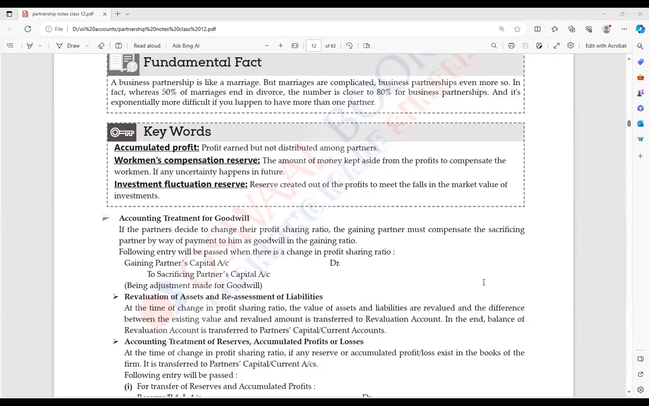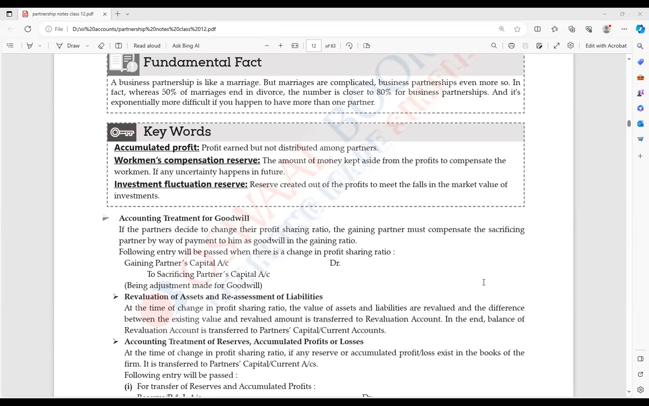Now today we are going to start: what is the accounting treatment of goodwill? First of all, what is goodwill? Goodwill is nothing but the reputation of the firm. Why is the reputation of the firm important for us? Simple: if the reputation or the goodwill of the firm increases, indirectly the profit of the firm is going to increase.